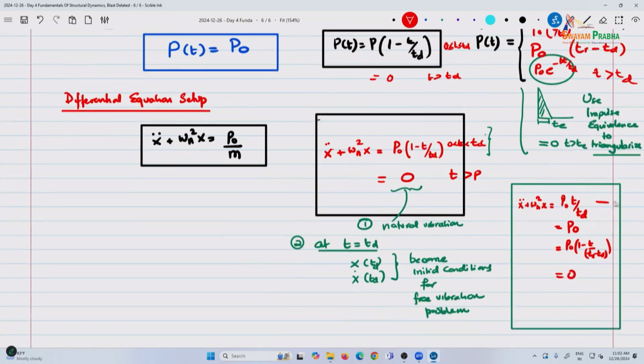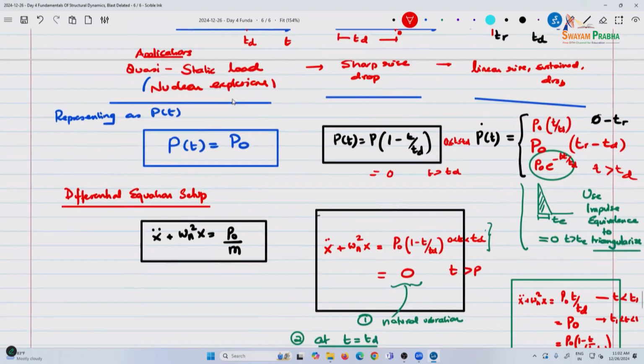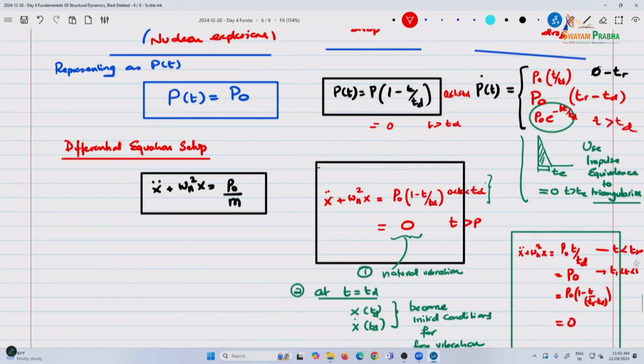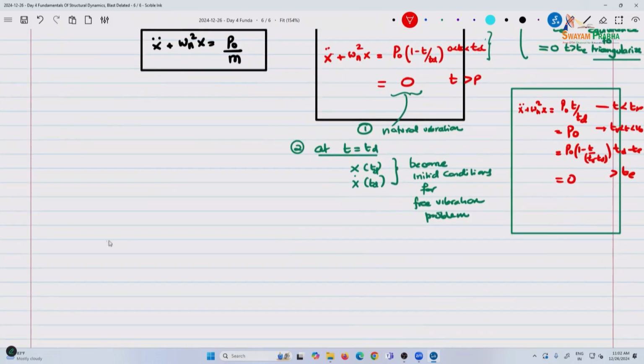So this is for t less than T1, T1 less than t less than, we haven't put those, but you know what we are talking about, TR to TD, then TD to TE, and greater than TE, right? So you have to set up 4 different differential equations and then solve it. Well, you're lucky. You don't have to solve.